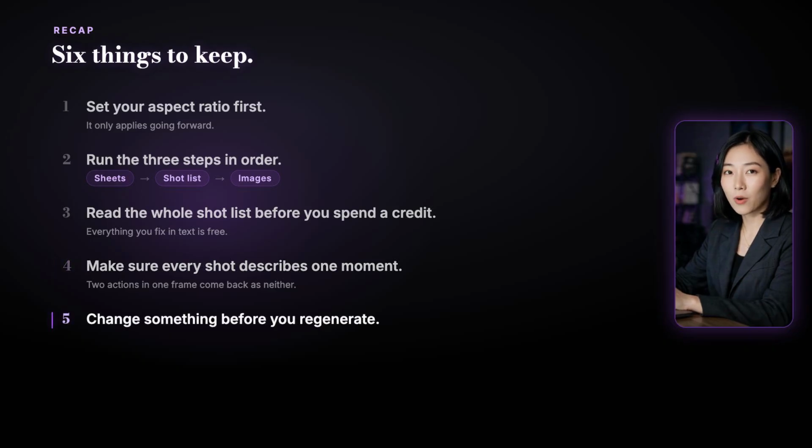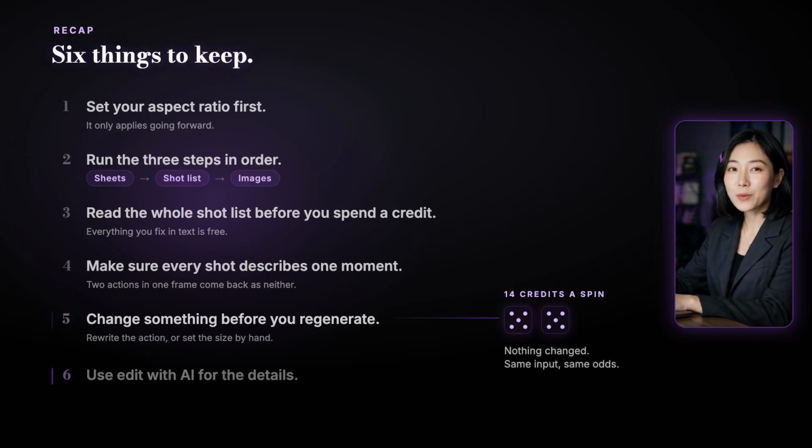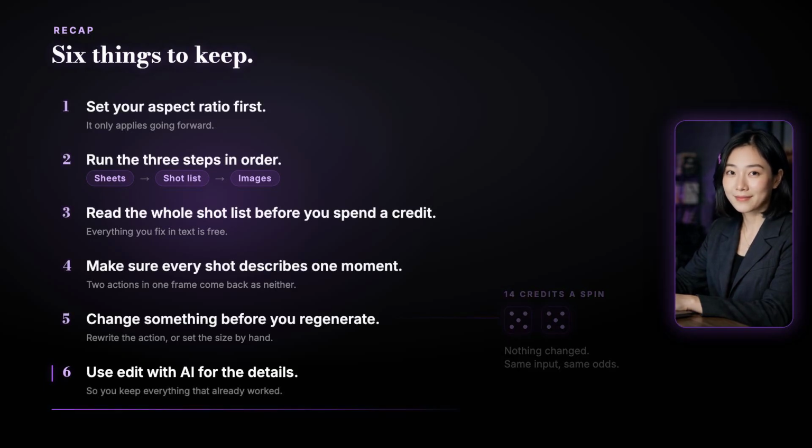When a panel comes back wrong, change something before you regenerate. Because regenerating without changing anything is just paying to roll the same dice. And use Edit with AI for details so you keep everything that already worked.